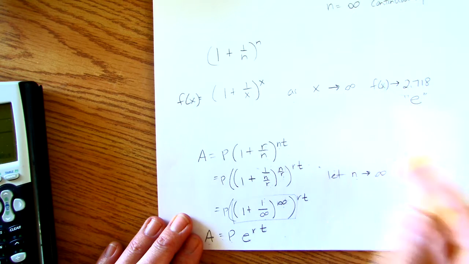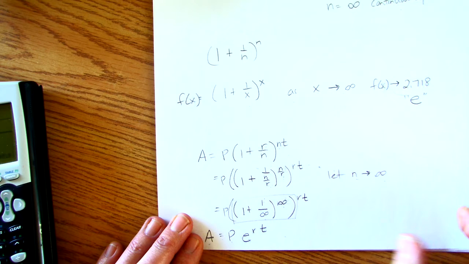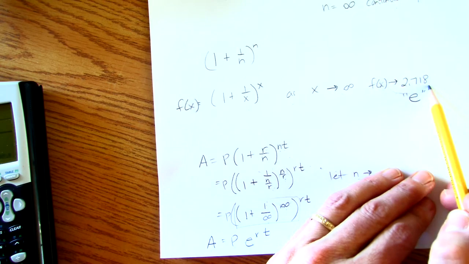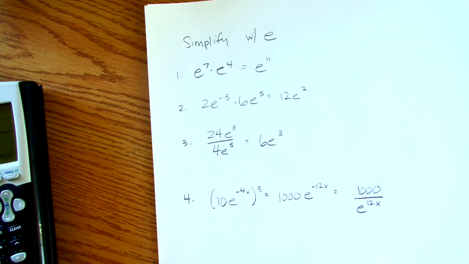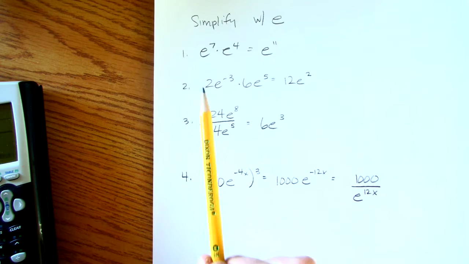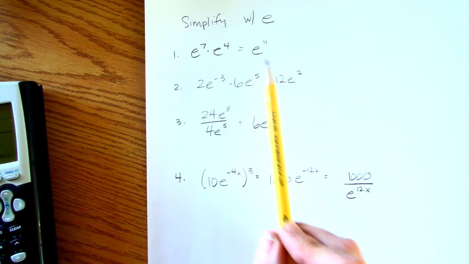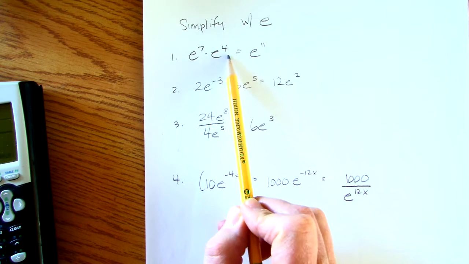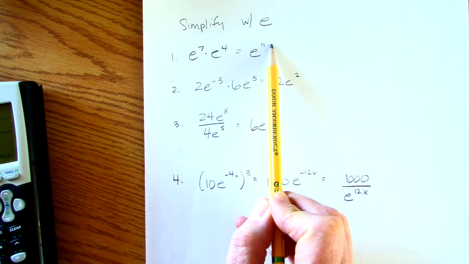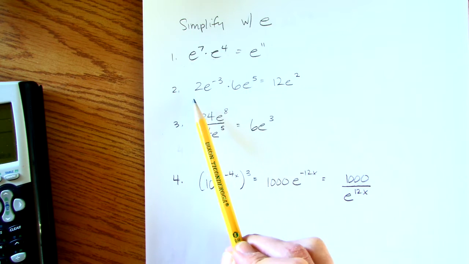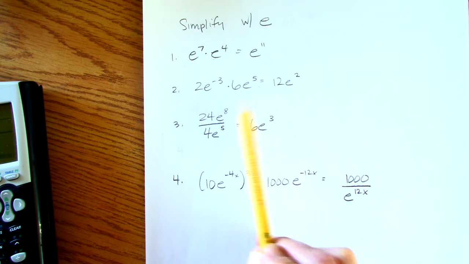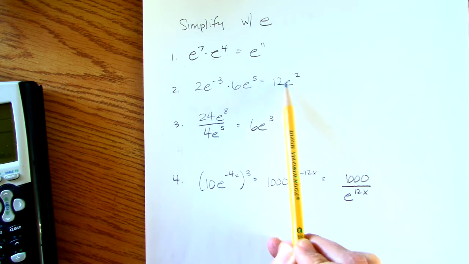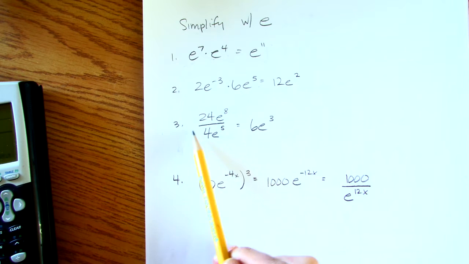That's a little bit about e. It's this function as x goes to infinity, which curiously enough levels off to about that value. e, again, is just a number. You can almost treat it like a variable when you're using exponents and simplifying with e. e to the 7th times e to the 4th, same base, add the exponents, e to the 11th. 2e to the negative 3 times 6e to the 5th: I can do multiplication in whatever order I want. 2 times 6 is 12. e to the negative 3 times e to the 5th is just e squared.